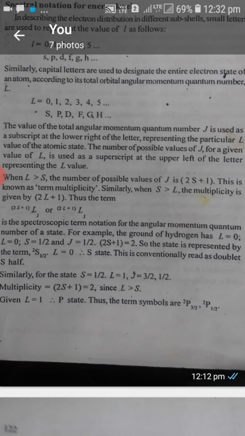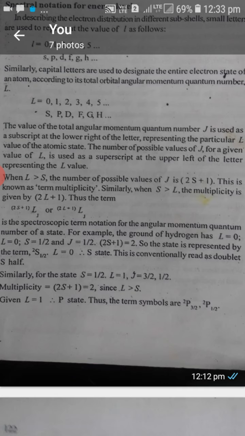Here L equal to 1, therefore L is greater than S. Therefore we write the possible values as 2S plus 1, that is 2 into 1/2 plus 1. The 2s cancel, so 1 plus 1 is 2. Now how do we write the spectral notation? Listen, L equal to 1 means which subshell? P subshell. In the subscript we write the J value, that is 3/2. In the superscript we write the possible value, that is 2.